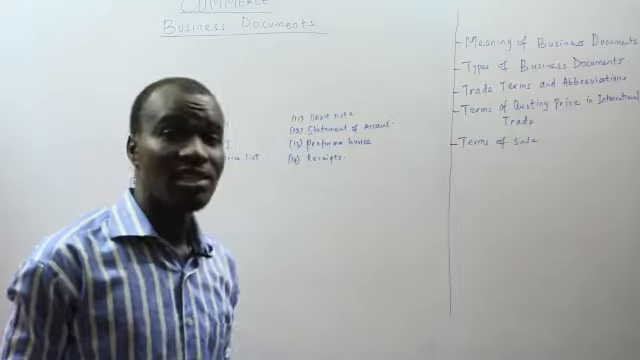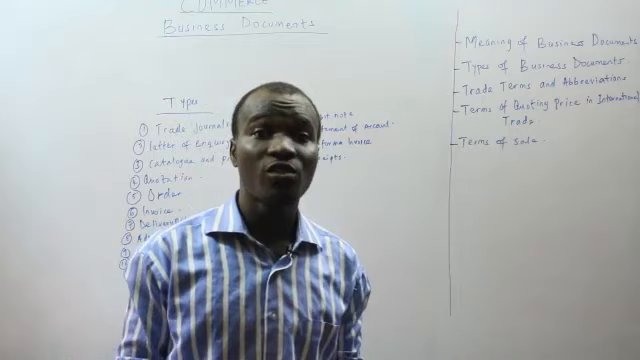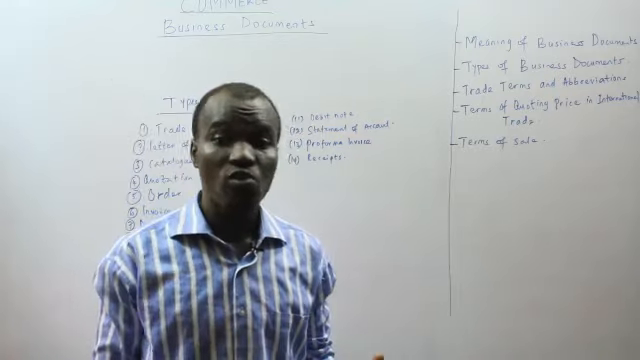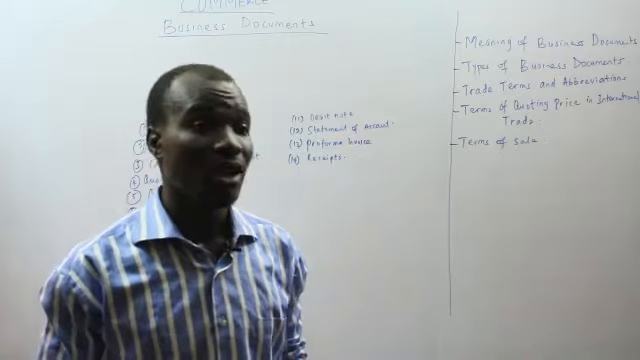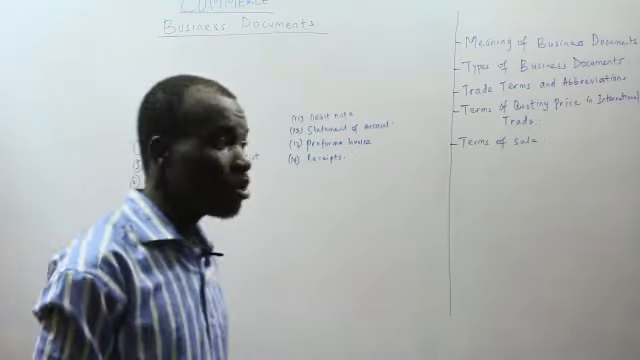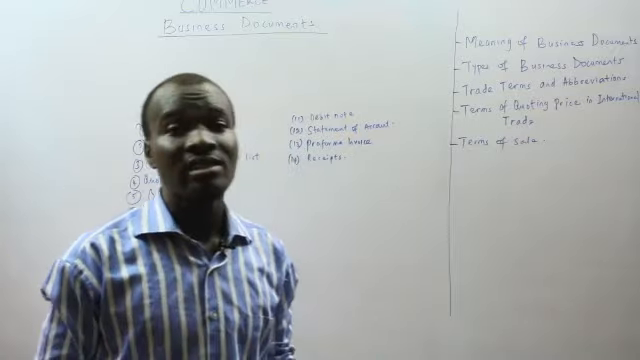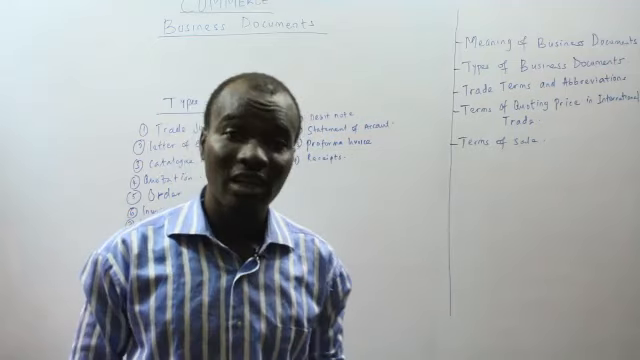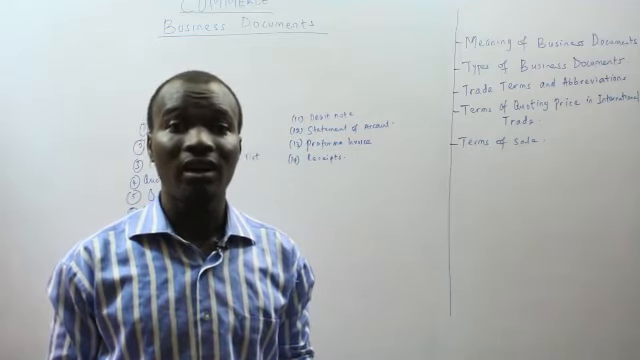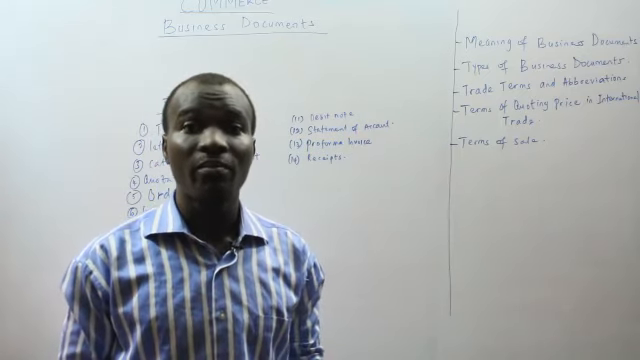We also have the price list. The price list is the document that shows the list of prices of all goods that are available from the manufacturer. The next thing we have now is the quotation. The quotation is a document that is sent by the seller to the buyer to answer the request for a particular order.